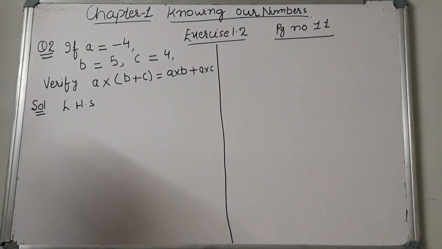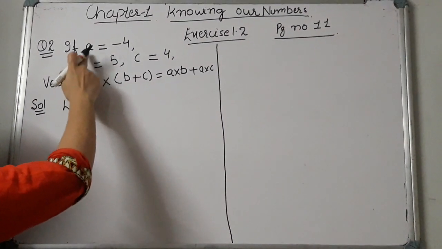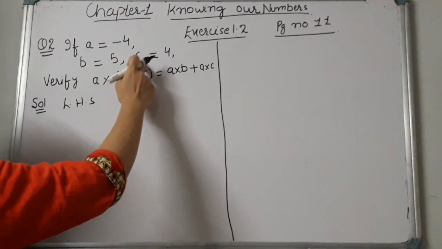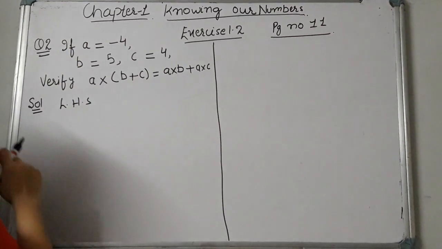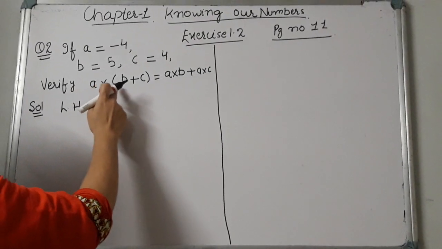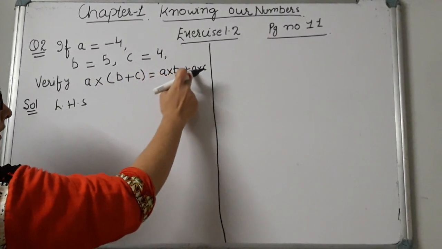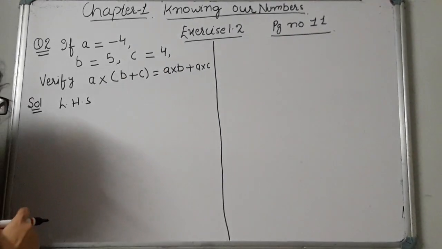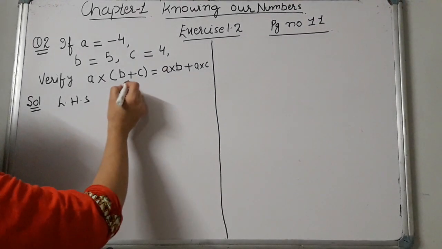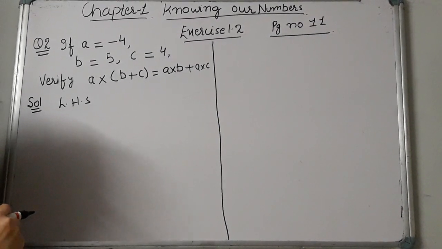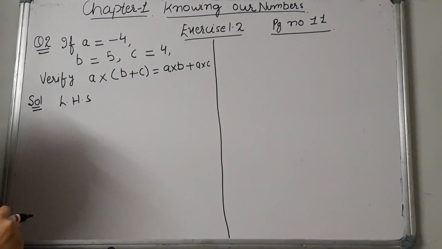Now question number 2. Question number 2 is, if A is equal to -4, B is equal to 5, C is equal to 4, verify A into (B plus C) is equal to A into B plus A into C. You know which property it is? This is the distributive property of multiplication of integers that we have explained earlier.